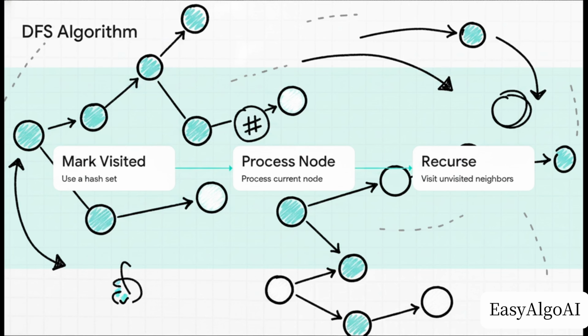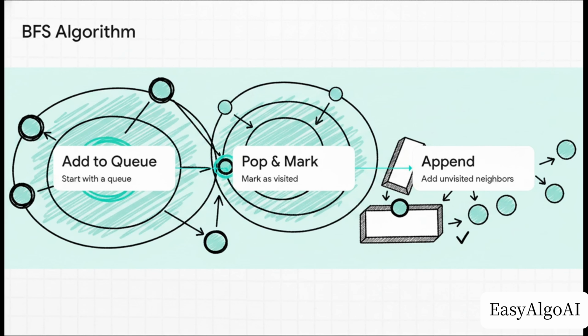You start at a node, process it, and then dive as deep as possible down one path of neighbors before backing up. But, and this is a huge but, you absolutely must keep track of the nodes you've already seen using something like a hash set. Why? Because if your graph is cyclic and you forget to mark nodes as visited, your program is going to get stuck in an infinite loop. Nobody wants that. The second major technique is breadth-first search, or BFS.